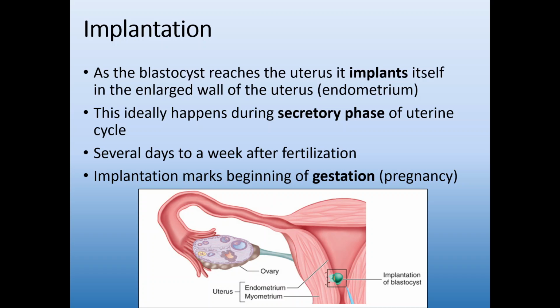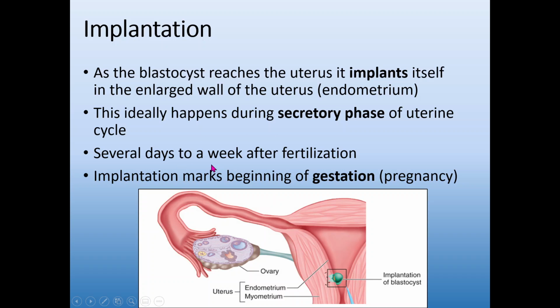So the blastocyst reaches the uterus. It's going to implant itself along the wall of the uterus. At this point, we are in the secretory phase of the uterine cycle. So the endometrium is as thick as it is going to be. It's going to be full of those small arteries. So we have blood supply that's going to be providing nutrients. And it can attach to that so it can start taking advantage of those provided nutrients.